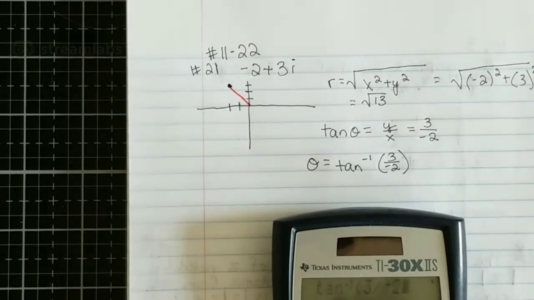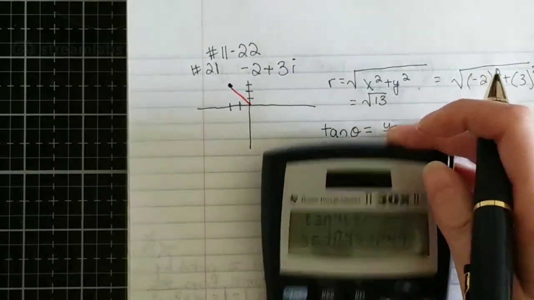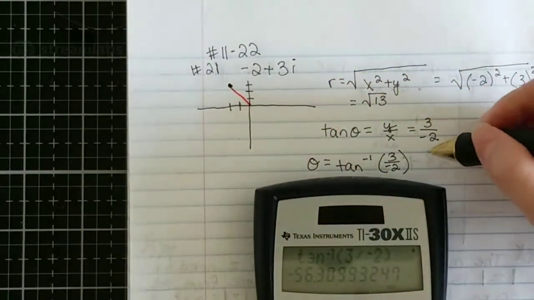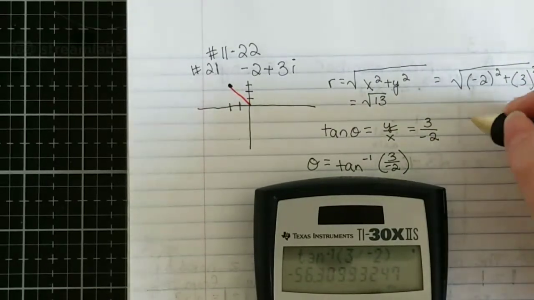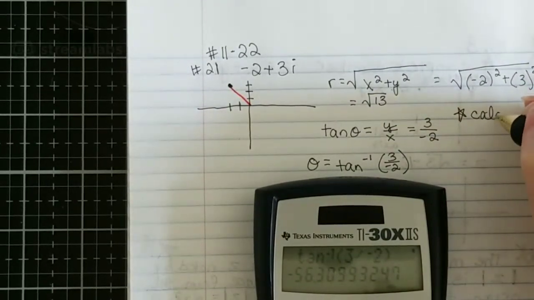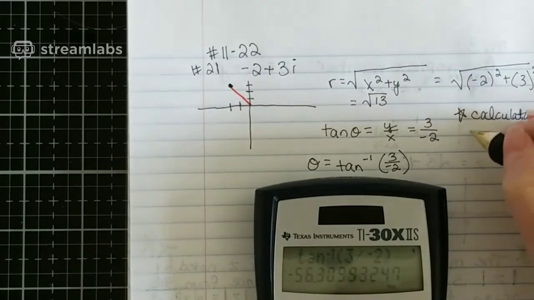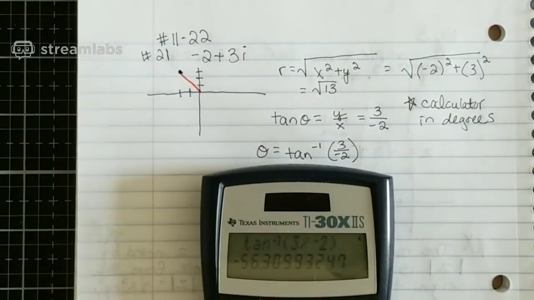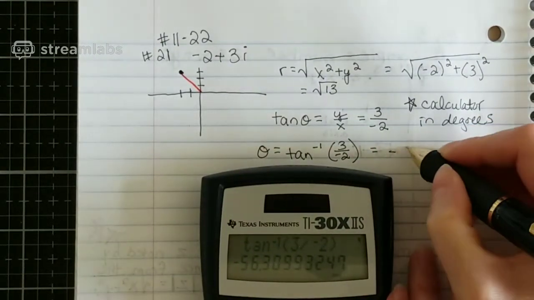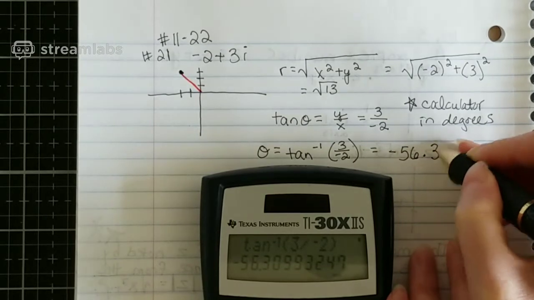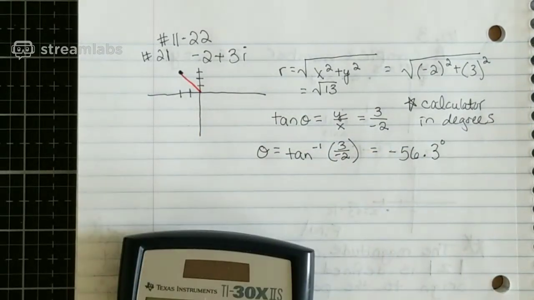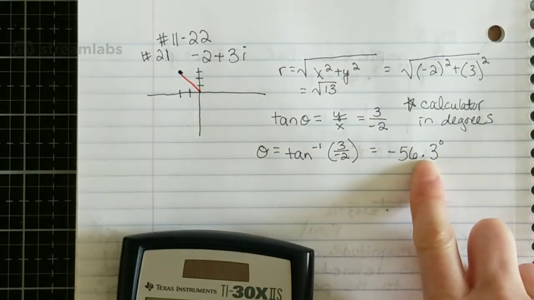3 over negative 2. All right, so that gives me negative 56.3 degrees. You might want to put a note on here that you want your calculator in degrees. Okay, so this right here is actually the reference angle.